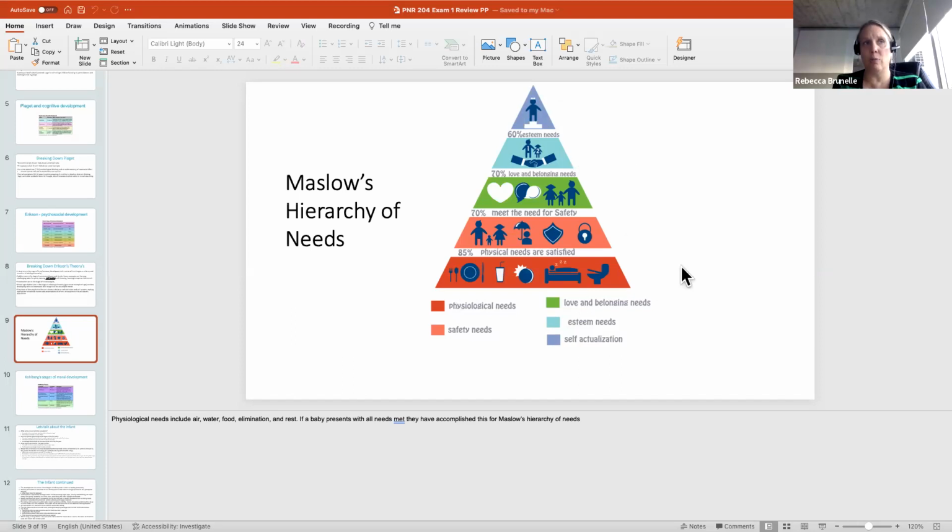So you do need to know the different names. You need to be able to say the bottom is physiological, the second is safety. And if they throw a hierarchy in there that's not on here, that's not the right answer. So they do want you to be able to recognize what each level of this triangle is called and that they build on each other.